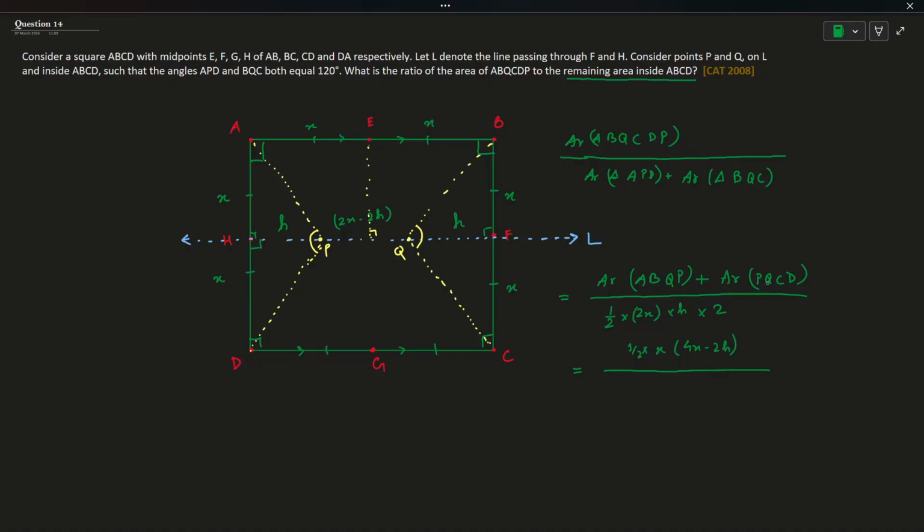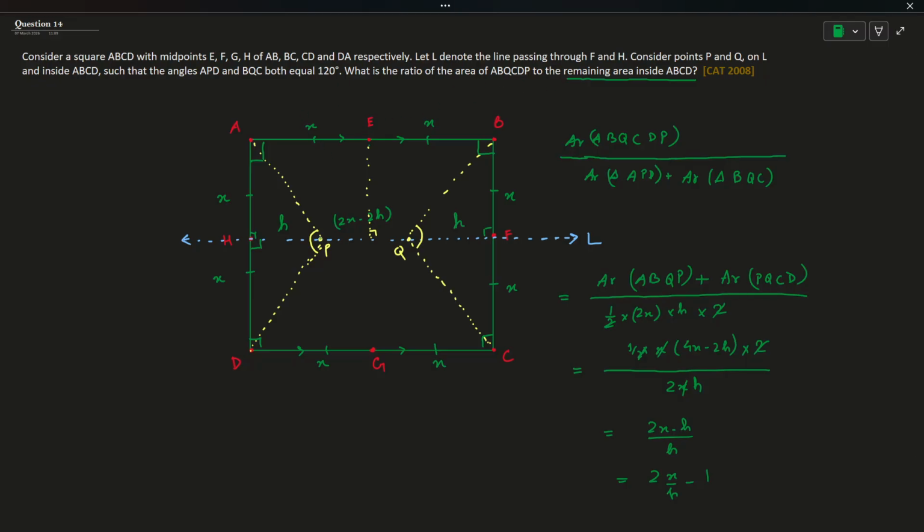And similarly, the area of PQCD will also be the same. So I'll multiply by 2, right? Half into sum of parallel sides into the height. And from the denominator, I can cancel 2 and 2. So I will have 2xh. This 2 and this 2 I can cancel. This x I can cancel. So I will have 2x minus h by h, or I can write this as 2x by h minus 1. So I need the ratio of x by h.